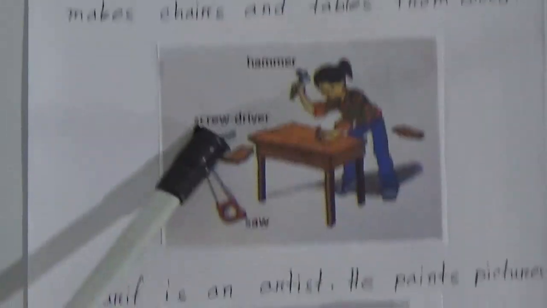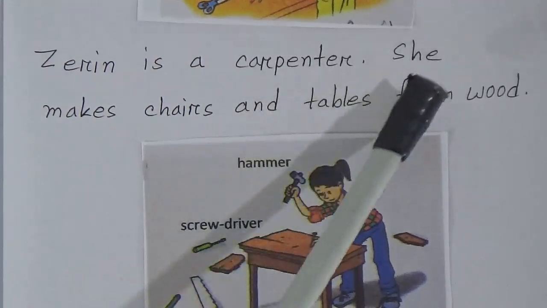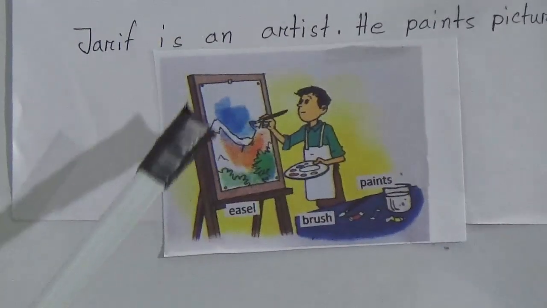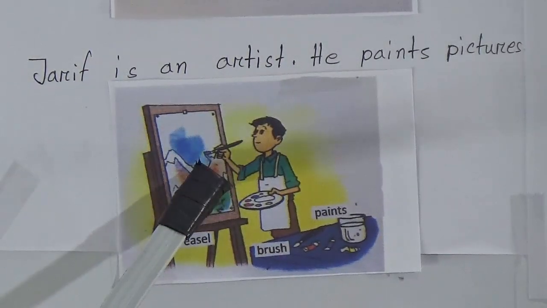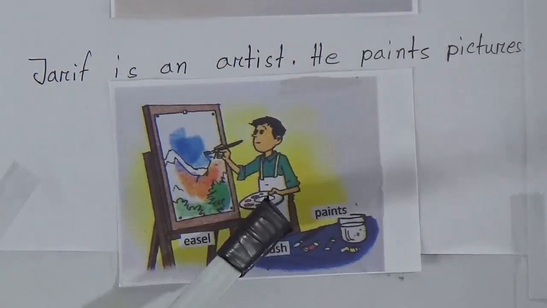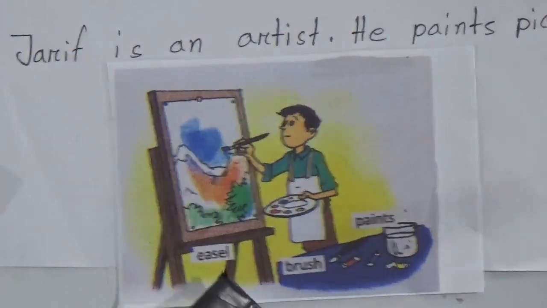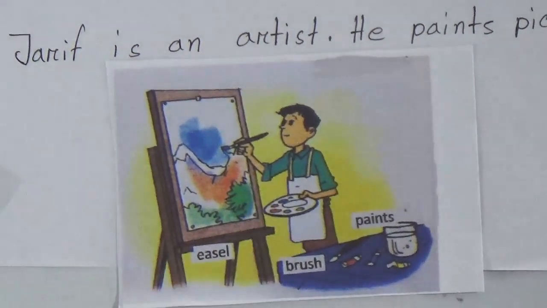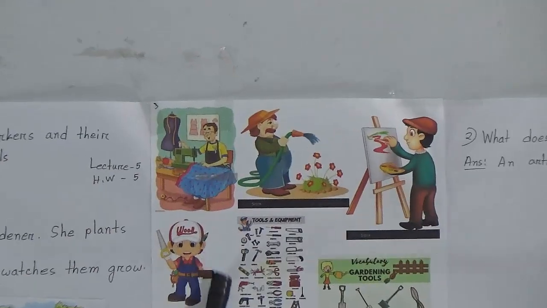And after that here is another picture. Her name is Zarin. Zarin is a carpenter. She makes chairs and tables from wood. And last here is another picture. He is a painter. His name is Jarif. Jarif is an artist. He paints beautiful pictures for us. You can see he is using some tools. Here is a paintbrush, some paints and a coloring plate.